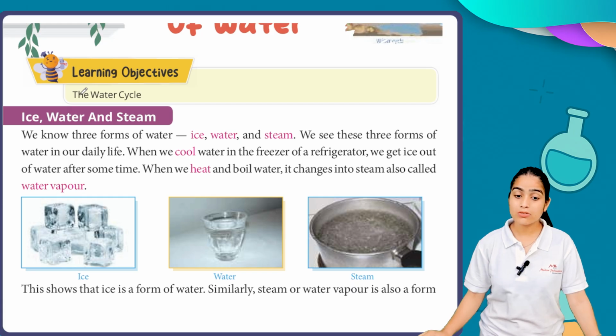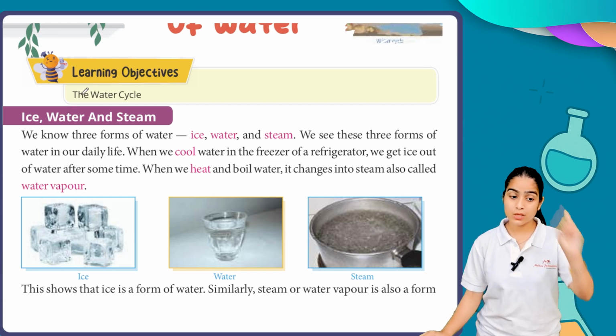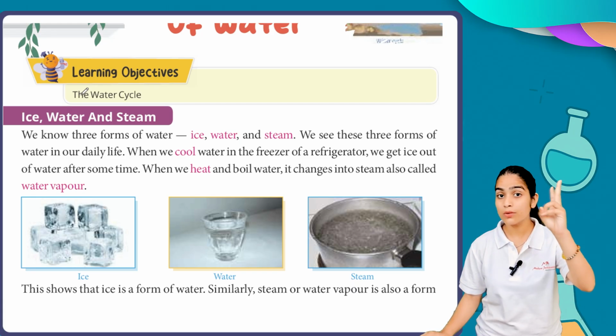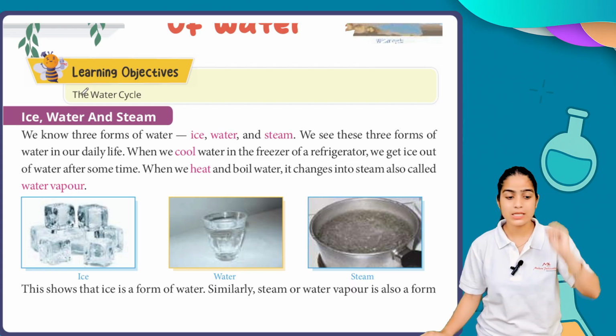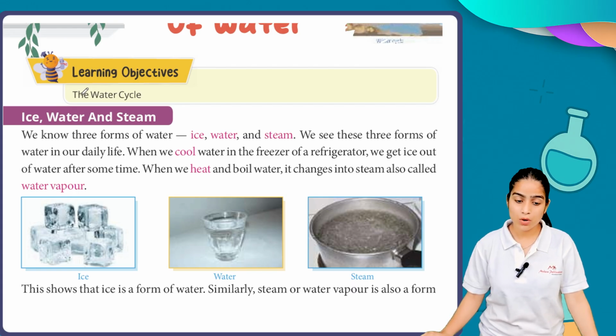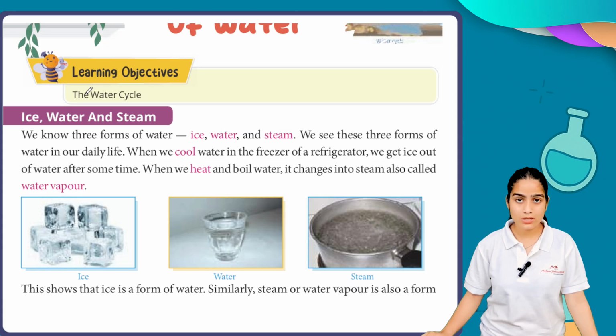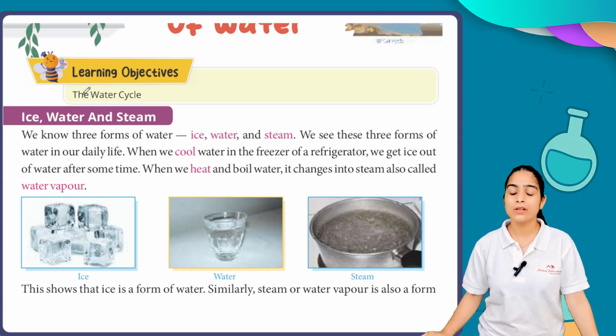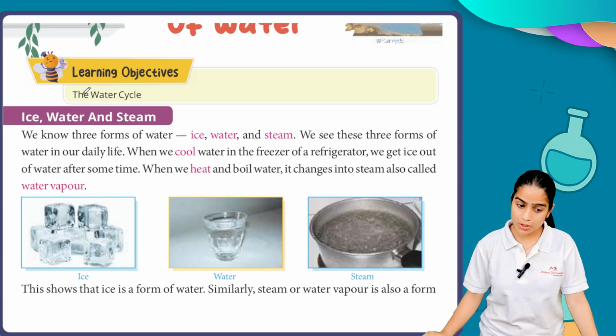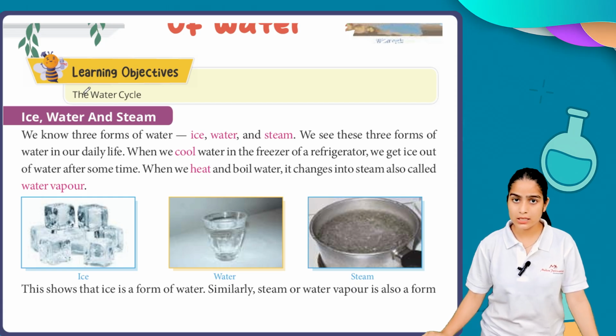These are the three forms of water we have. The first one is ice, the second one is water, and the third one is steam. We know there are three forms of water: ice, water and steam. All of you repeat after me: ice, water and steam. Well done. We see these three forms of water in our daily life. You see ice, water and steam as well.